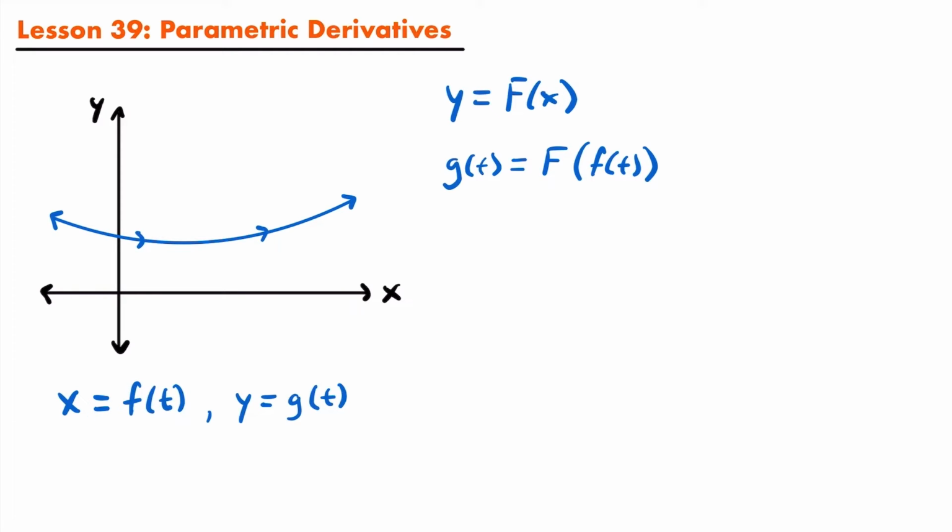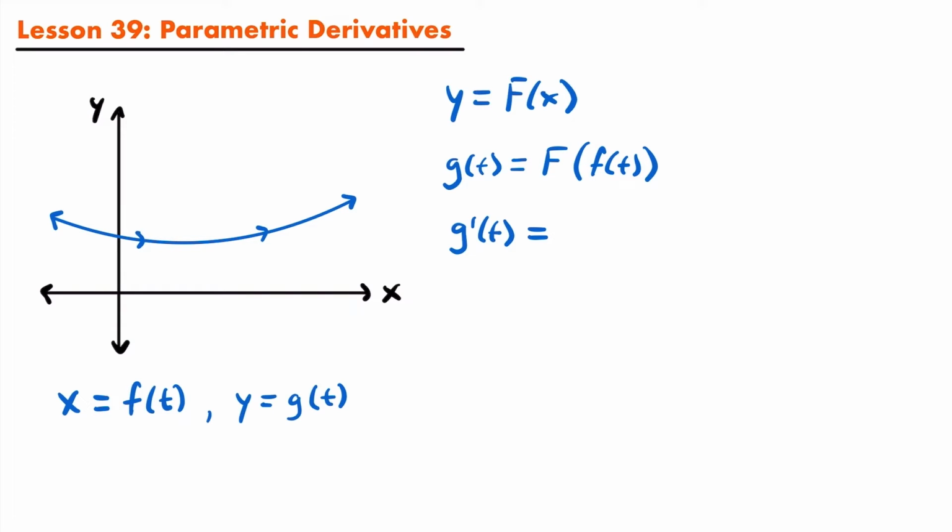And so now, if we take the derivative of both sides of the equation, what we'll have is g prime of t, that would be the derivative of g of t, and that will be equal to the derivative of capital F of small f of t. Now this function right here is a composite function, so in order to find the derivative, we're going to need to use the chain rule. So we would take the derivative of the outside function, which is capital F, and then multiply by the derivative of the inside function, which is small f of t.